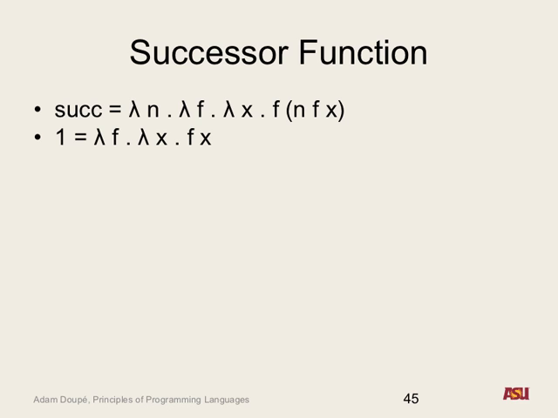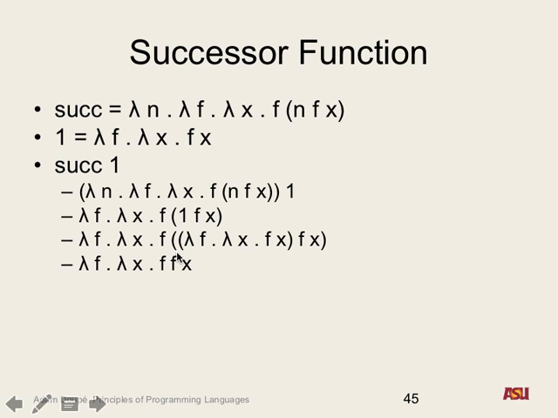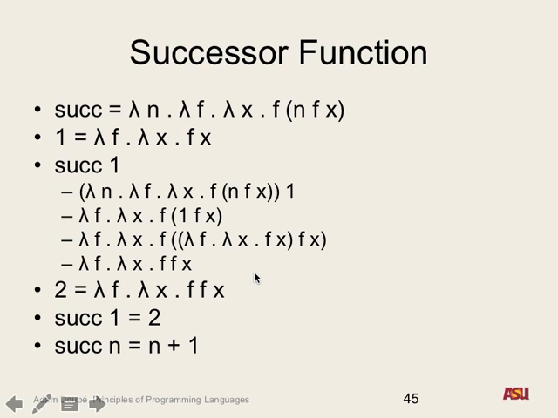We can say what's the successor of 1, we substitute in 1 here, and then f is going to be applied to x that many number of times. And this time it's going to be 1, so now this is the same thing as f of f of x, which is 2. So the successor of n is always going to return n plus 1, based on the way we define the numerals here.